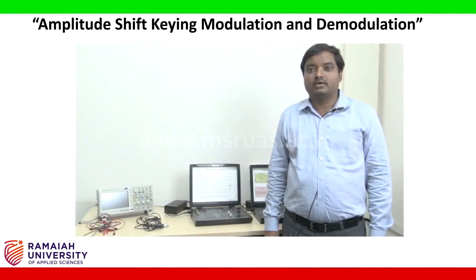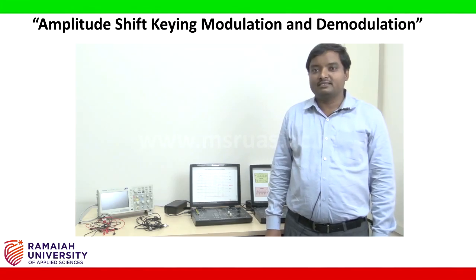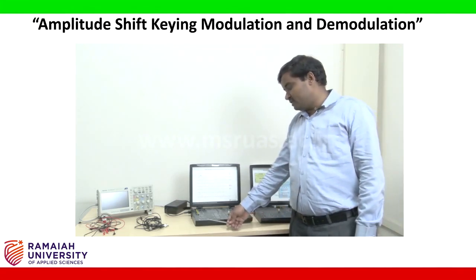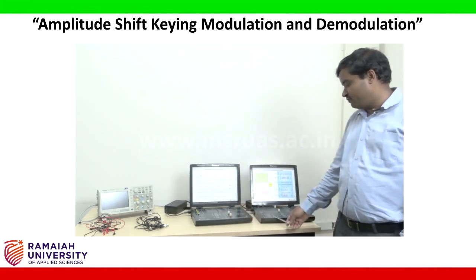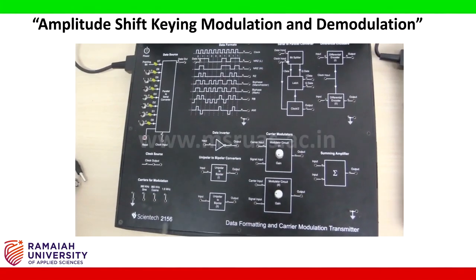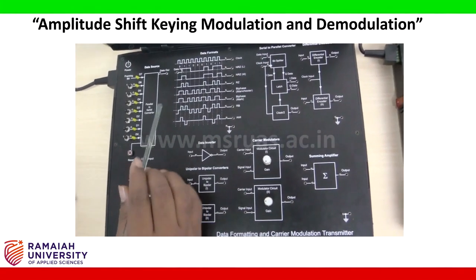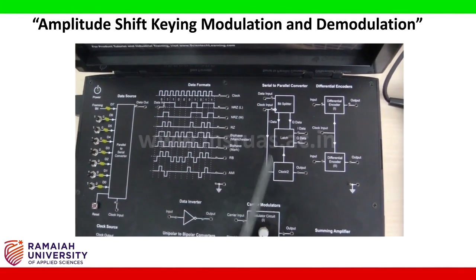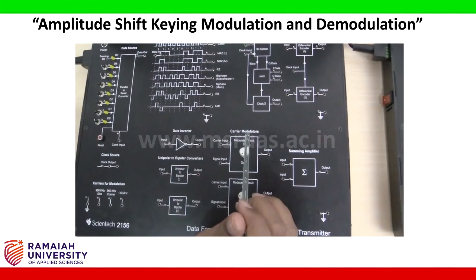Hi students, current experiment is amplitude shift keying, modulation and demodulation. Apparatus required are Syntec board 2156 and Syntec 2157. In Syntec 2156, we had line coding schemes. We take one of the line coding schemes and feed it to the carrier modulation.